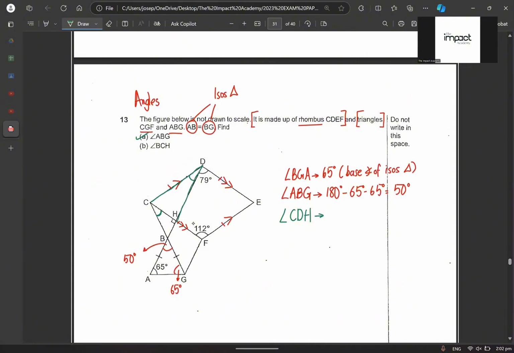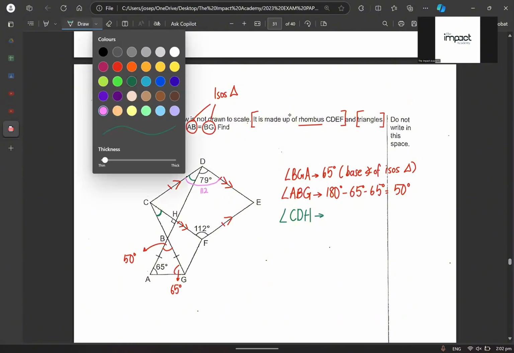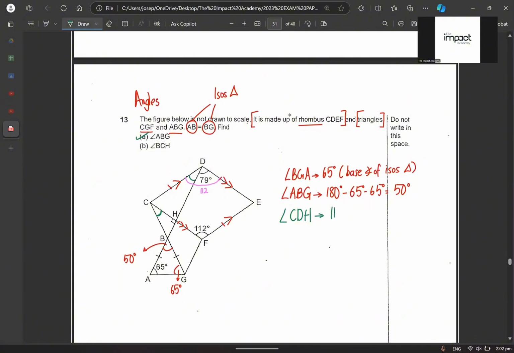Okay, and remember in a rhombus, if this is 112, that means the opposite has to be 112 as well. So maybe I'll use a pink color to show you that this entire thing is 112 degrees. And our job is to find out what the green part is. The green part has to be 112 degrees minus 79 degrees. In that situation, I'll get 33 degrees. What I want to do is quickly note down that this is 33 degrees.